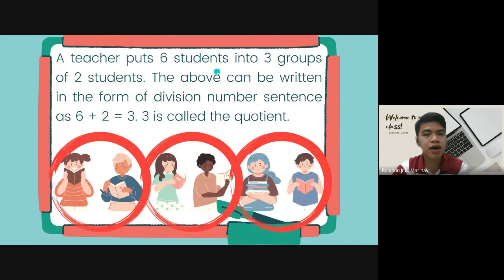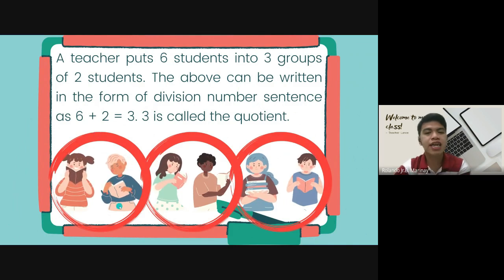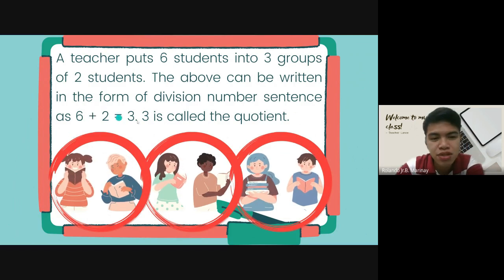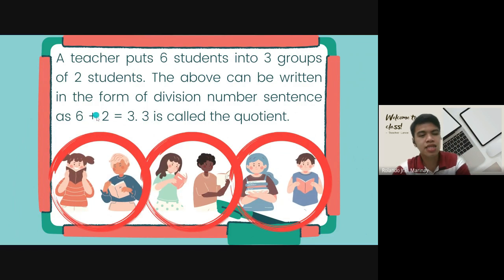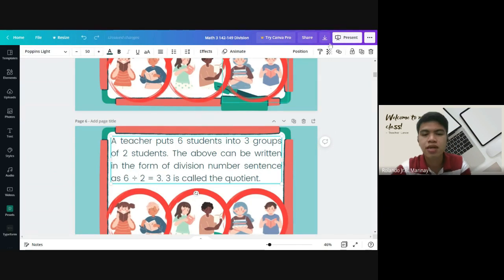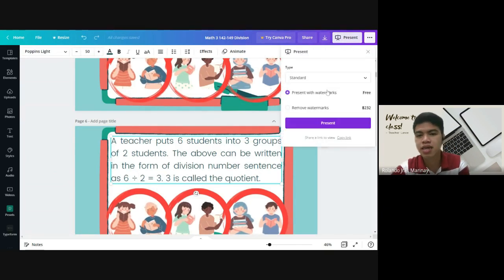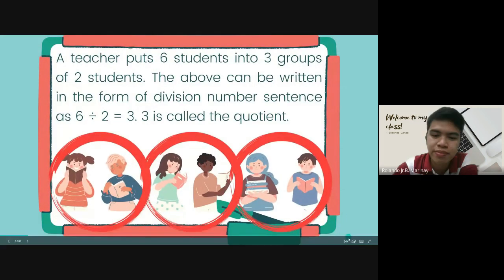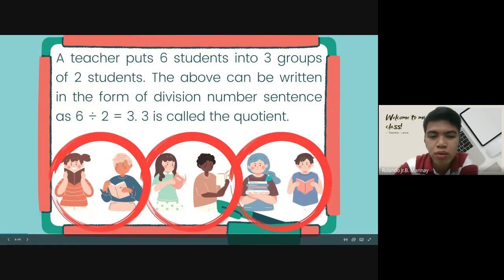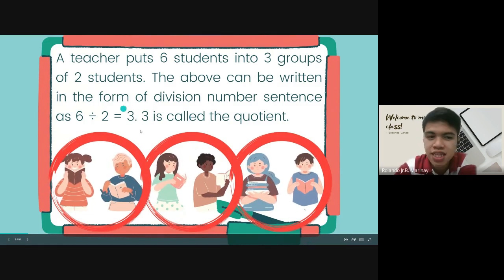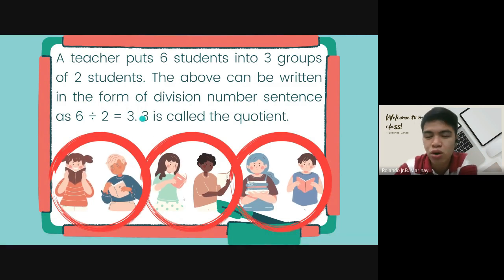So this problem can be solved or written in a number sentence. 6 divided by 2 equals 3. 3 here, kids, the 3 is called the quotient. Can you say quotient? Quotient. Okay, quotient is the answer in a division equation. 6 divided by 2 equals 3. 3 is called the quotient.